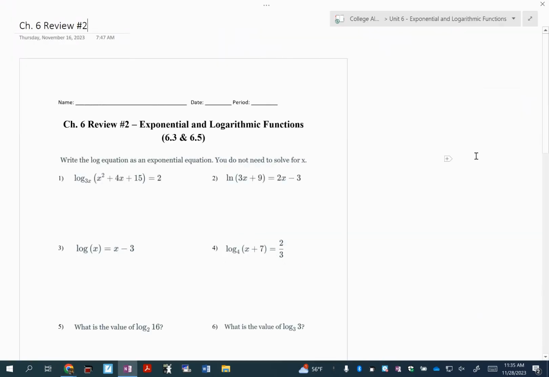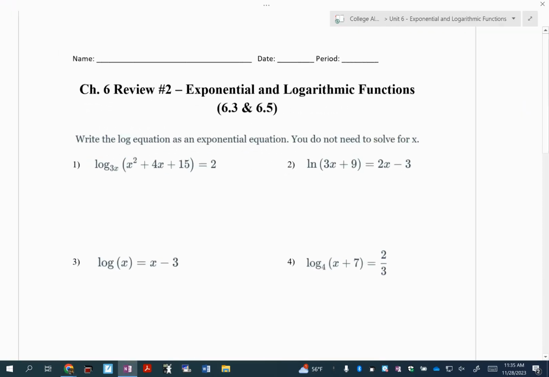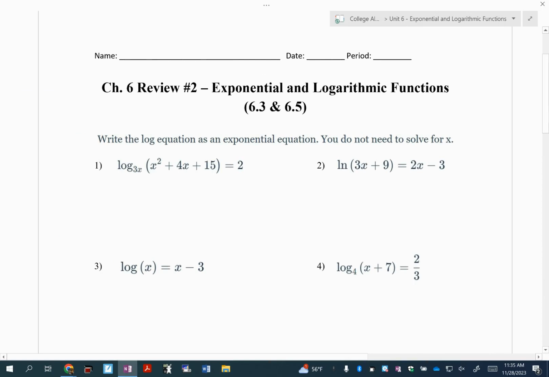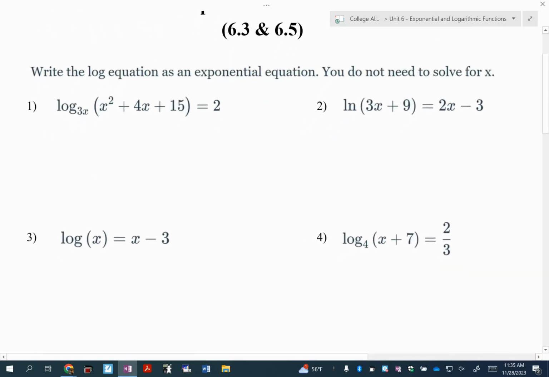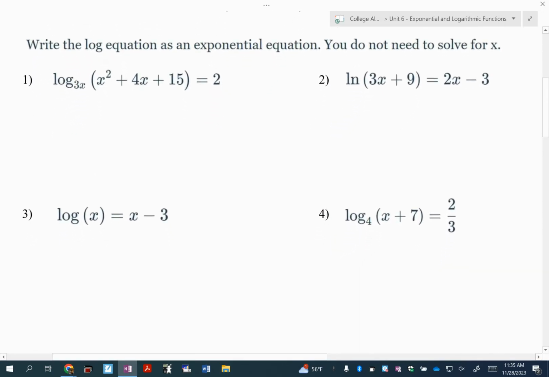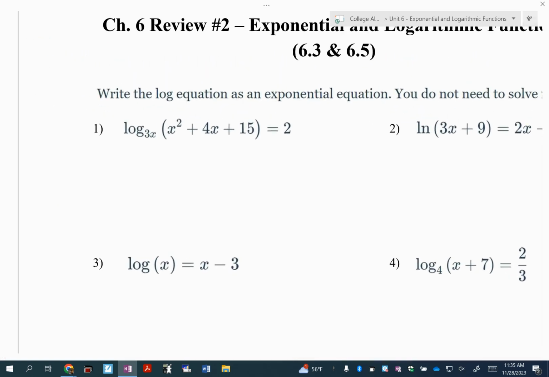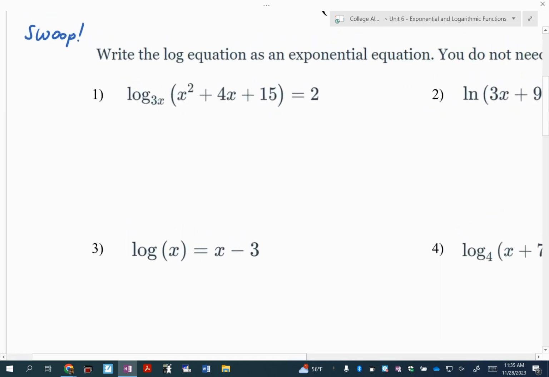In this video, I'm going to go over the questions from the second review for exponential and logarithmic functions. So the first four questions are asking us to take these logarithmic equations and rewrite them as exponential equations. This is where I've focused on having you guys think of doing swoop, where you're going to swoop around to rewrite these as exponential equations.